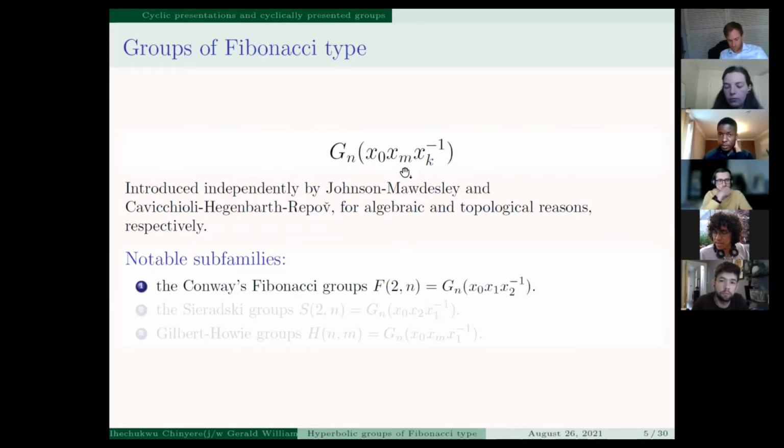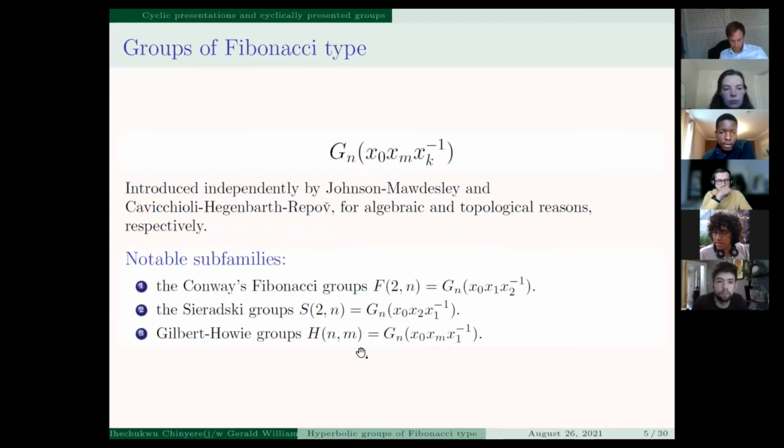When you take M to be 1 and K to be 2, you get the Fibonacci groups. And there are the Sieradski groups, which is when you have M to be 2 and K to be 1. And also the Gilbert-Howie groups. This is the case where K is 1. These are some subfamilies that have been very well studied. So the task today is to try to classify the hyperbolic groups in this family.